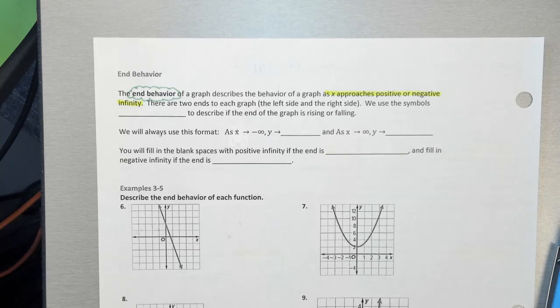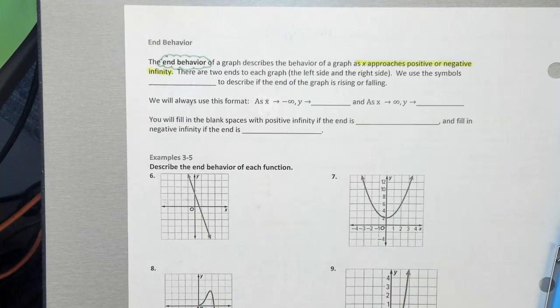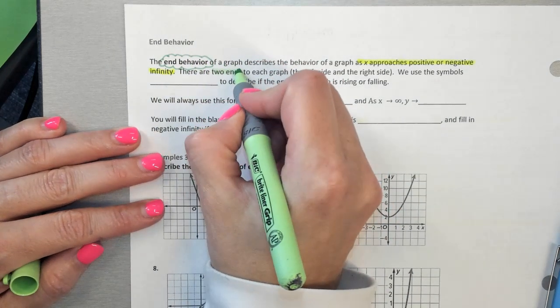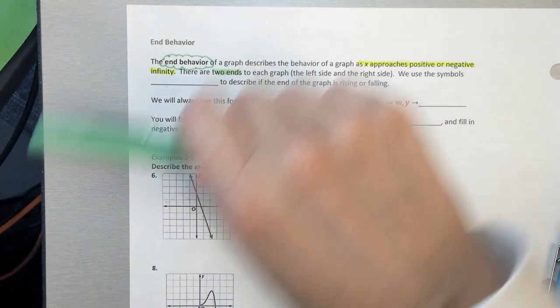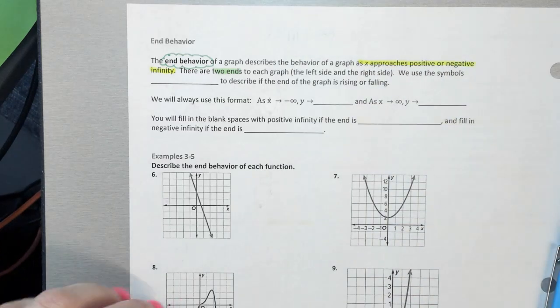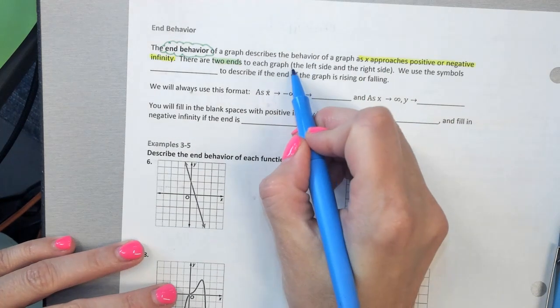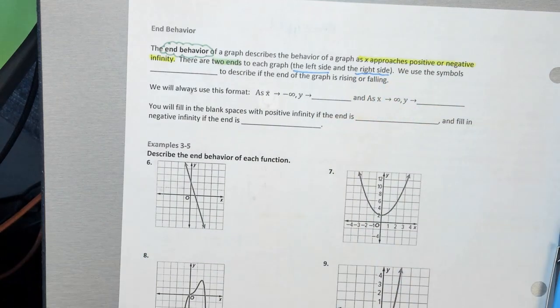We know that in every single graph, there are always how many ends to a graph? Each one of these graphs has how many ends in it? Two. Okay, so there are two ends to each graph: the left side and the right side. Left side, strong side, for all my Remember the Titans fans out there. So we're always going to describe what happens on the left side and what happens on the right side.